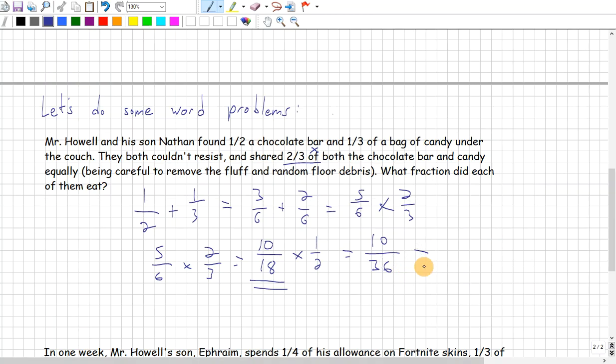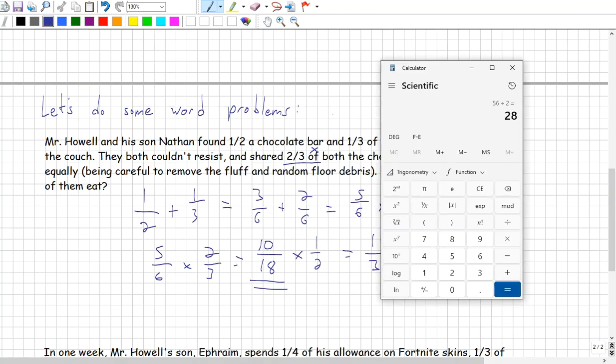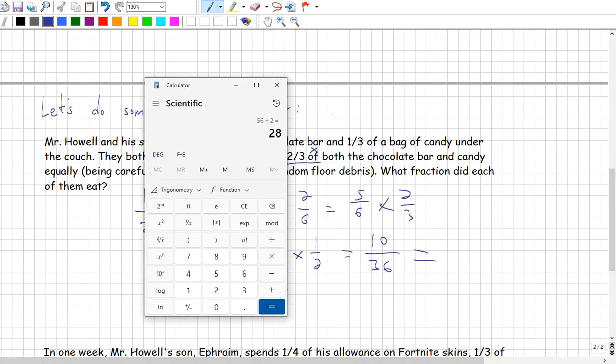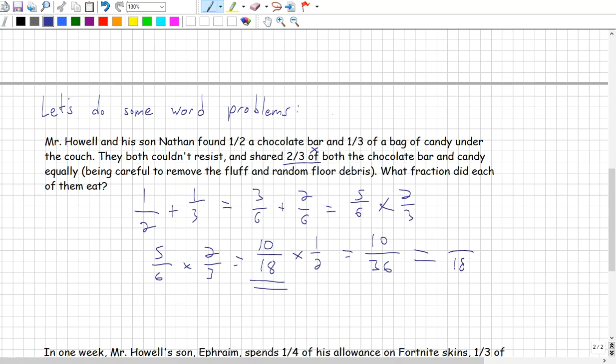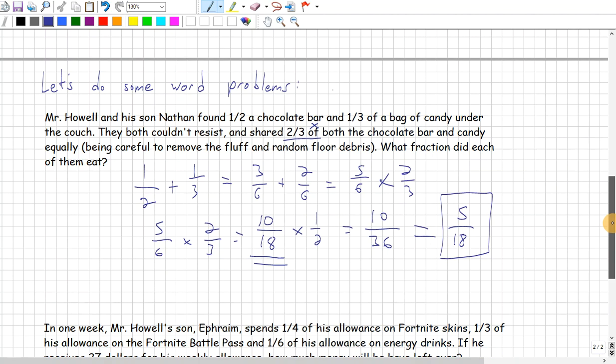And we can reduce this by dividing both by 2. So 36 divided by 2 is 18. And 10 divided by 2, of course, is 5. So, in the end, after finding this disgusting chocolate under the couch, each of them get 5/18 total of the candy, of all the candy that was there. Hopefully that one makes sense.